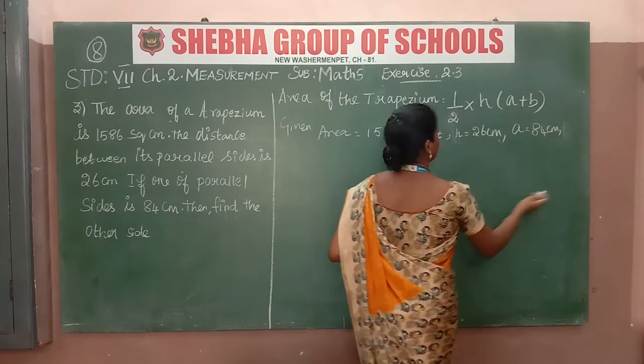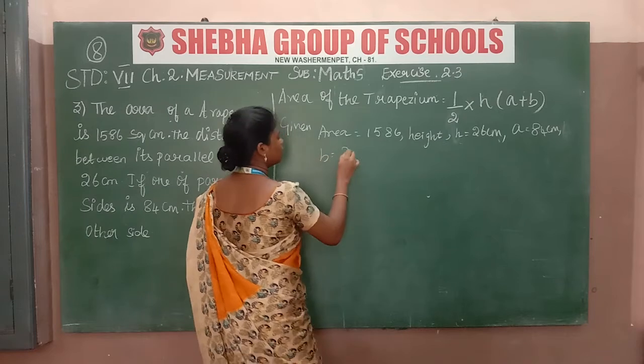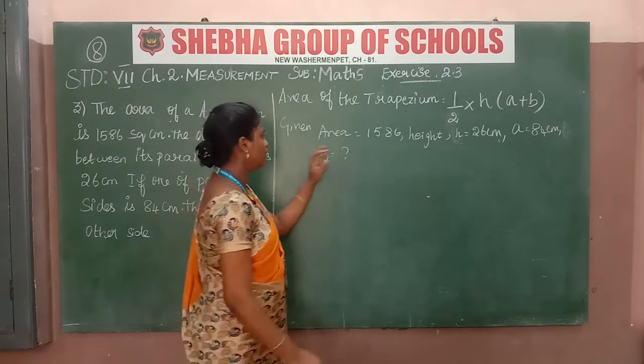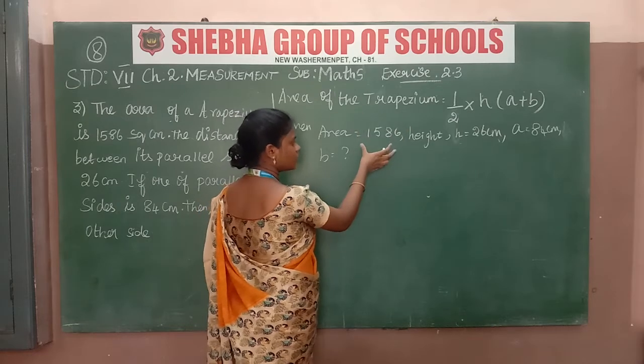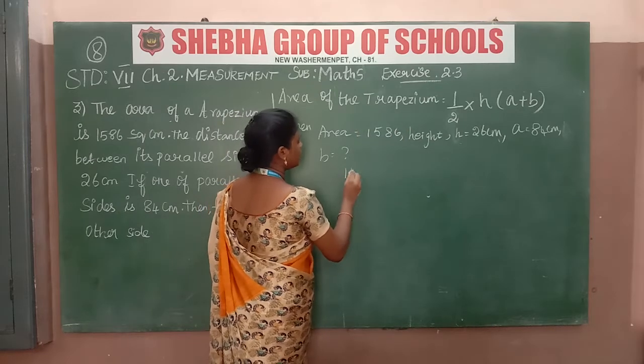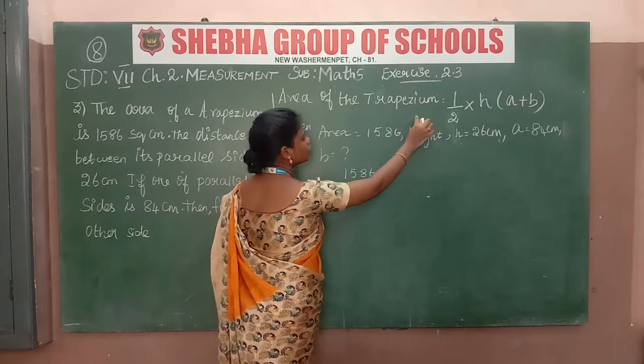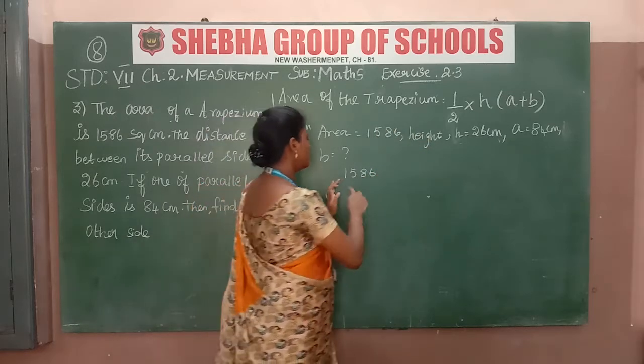And then find the value of B. Okay, we have to find the value of B. First, the area of a trapezium. So what is the value for area of a trapezium is 1586. So we have to substitute this formula, all these values.